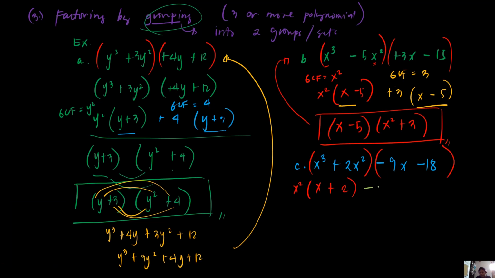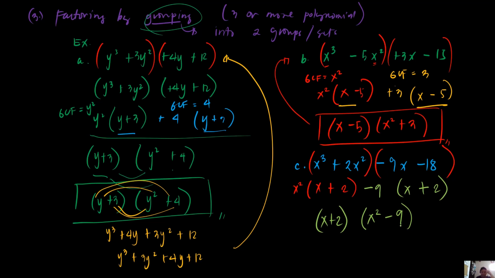We have negative 9x minus 18 (from negative 9 times x plus 2). If we distribute this, we go back to negative 9x minus 18. Then, what is the common factor? X plus 2. Okay, now, is this the final answer? X plus 2, yes. We have no problem there.